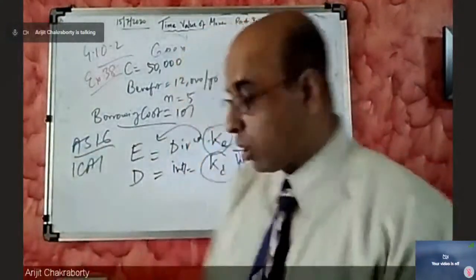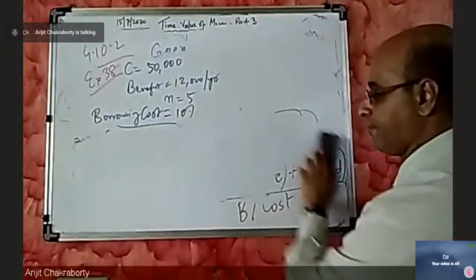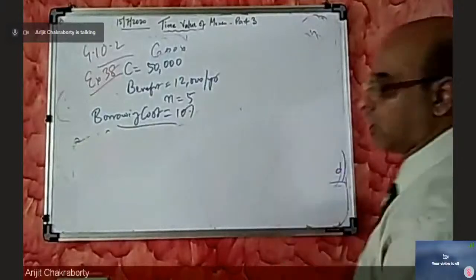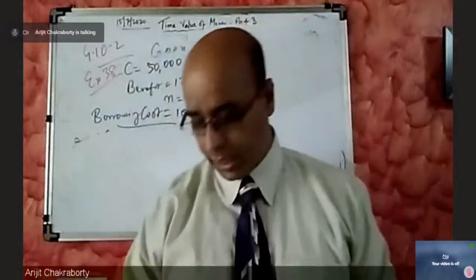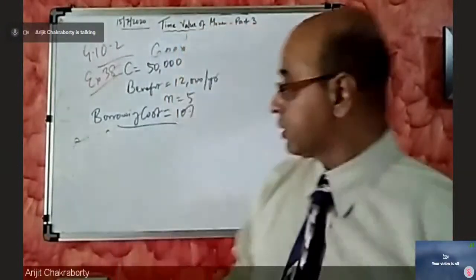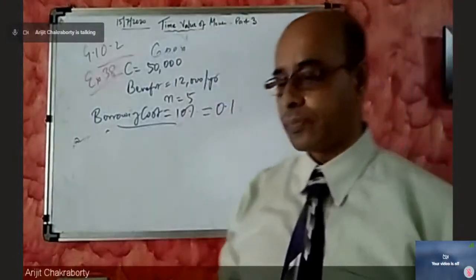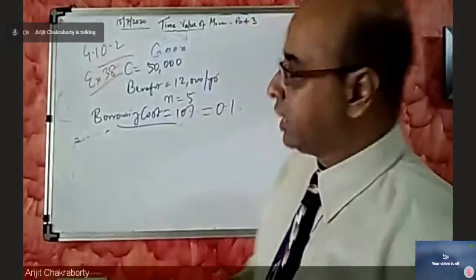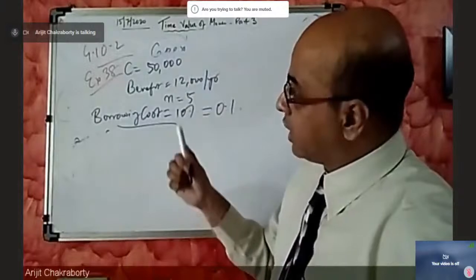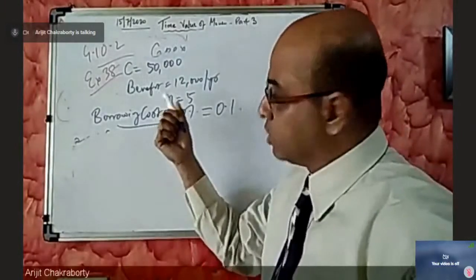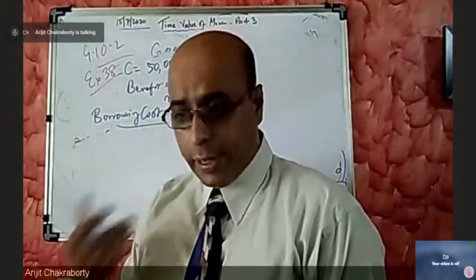Fine. So your borrowing cost, now I'm rubbing this part, the borrowing cost is 10%. Always remember, when we are using this percentage, interest in this case is borrowing cost, and it is 10%, which means it is 0.1. Okay, so a machine can be purchased for 50,000. If I use the machine, I will get a benefit of 12,000 rupees per year.